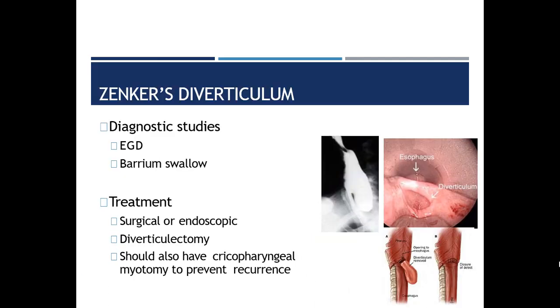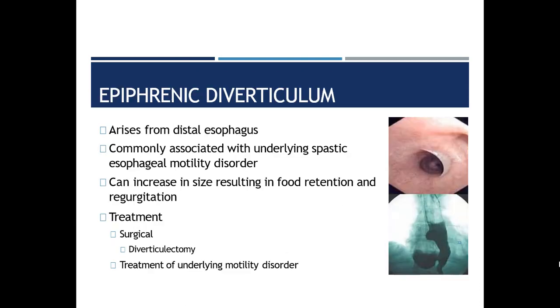So the diagnostic study is upper GI endoscopy or barium swallow, and treatment is surgical or endoscopic. It means you have to remove that diverticulum, that is diverticulectomy. Now you can do diverticulectomy open with an incision, or endoscopically you can clip that diverticulum. You should also have cricopharyngeal myotomy to prevent recurrence.